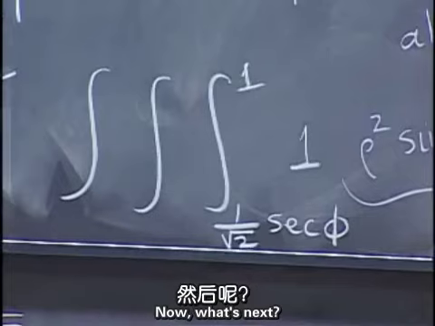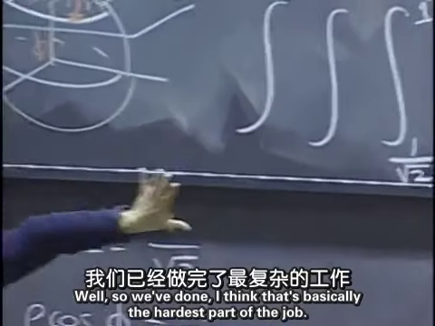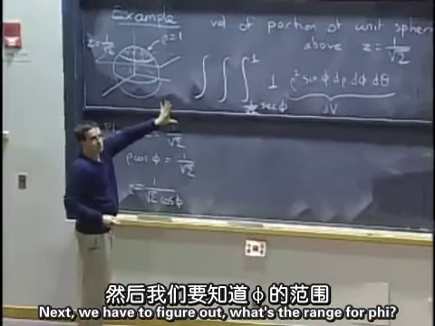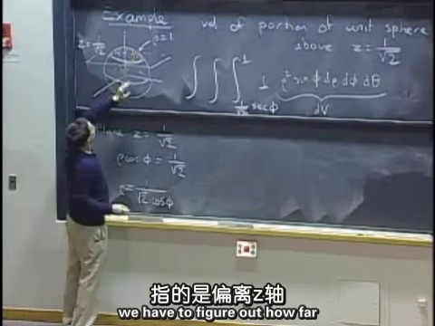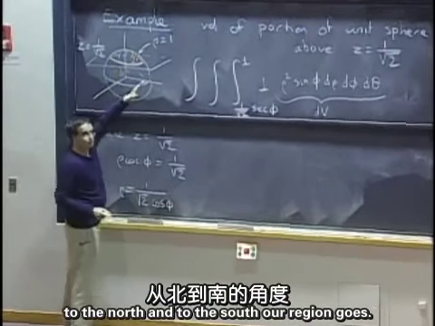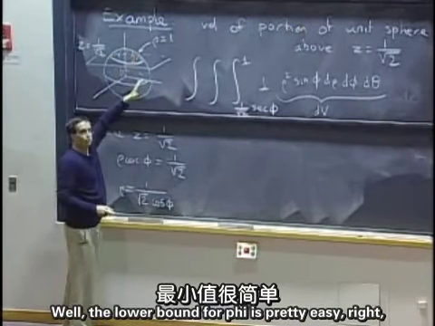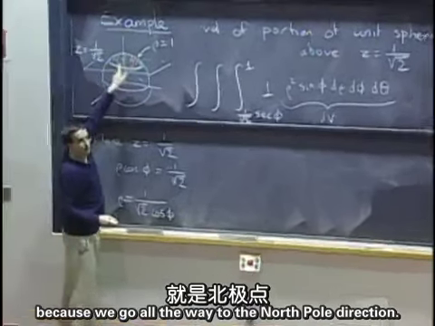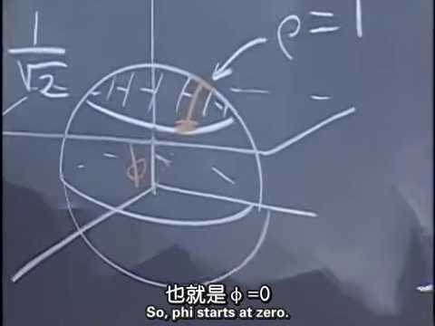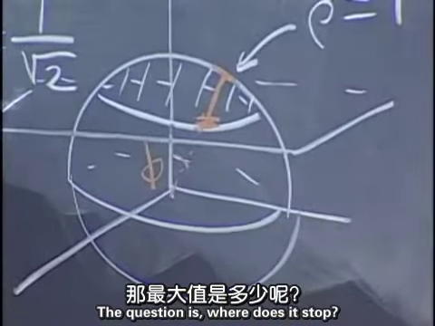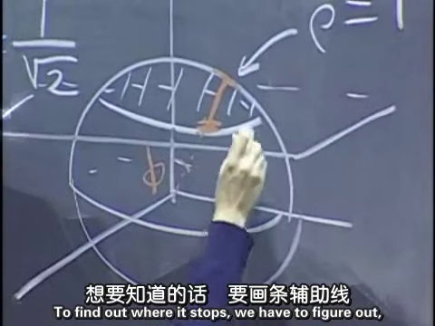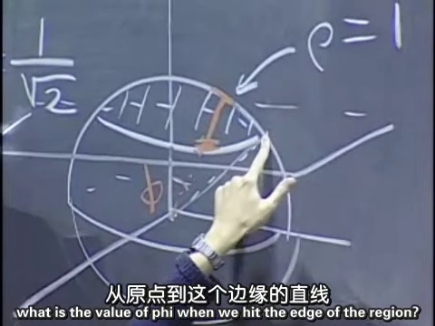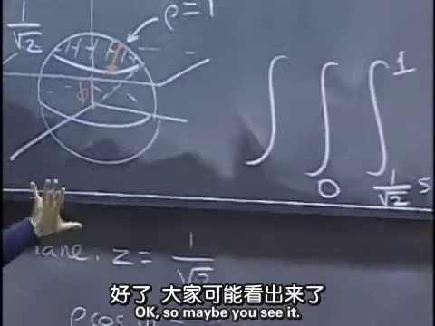Now, what's next? Well, I think that's basically the hardest part of the job. Next, we have to figure out what's the range for phi. So for the range for phi, we have to figure out how far to the north and to the south our region goes. Well, the lower bound for phi is pretty easy, right? Because we go all the way to the North Pole direction. So phi starts at 0. The question is, where does it stop? To find out where it stops, we have to figure out what is the value of phi when we hit the edge of the region. Okay, so maybe you see it, maybe you don't.